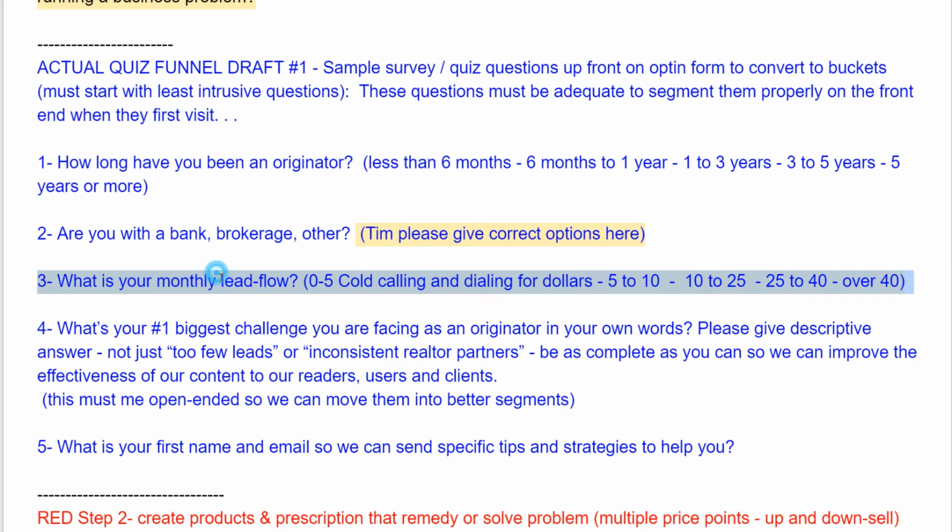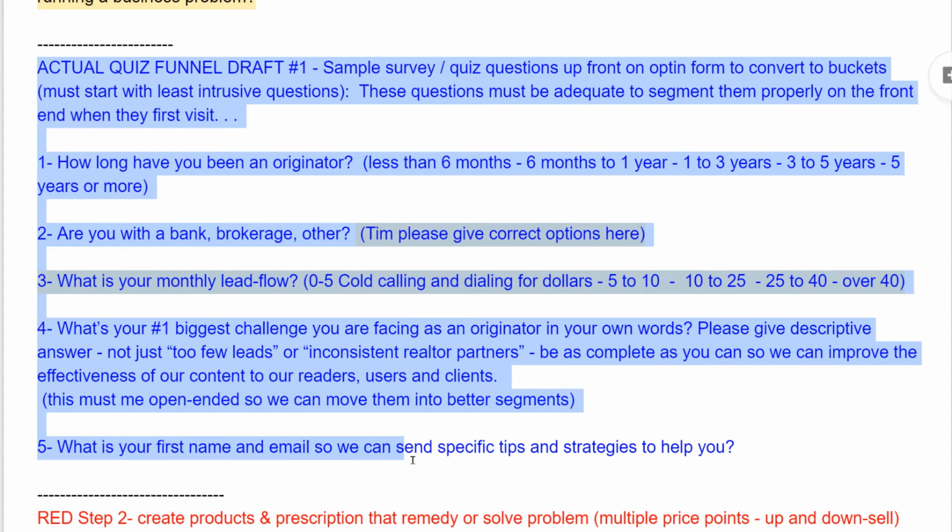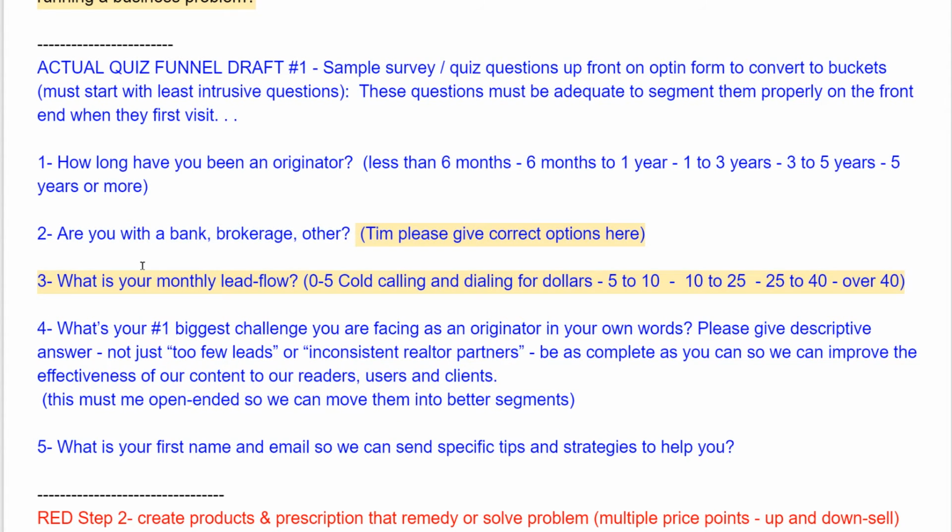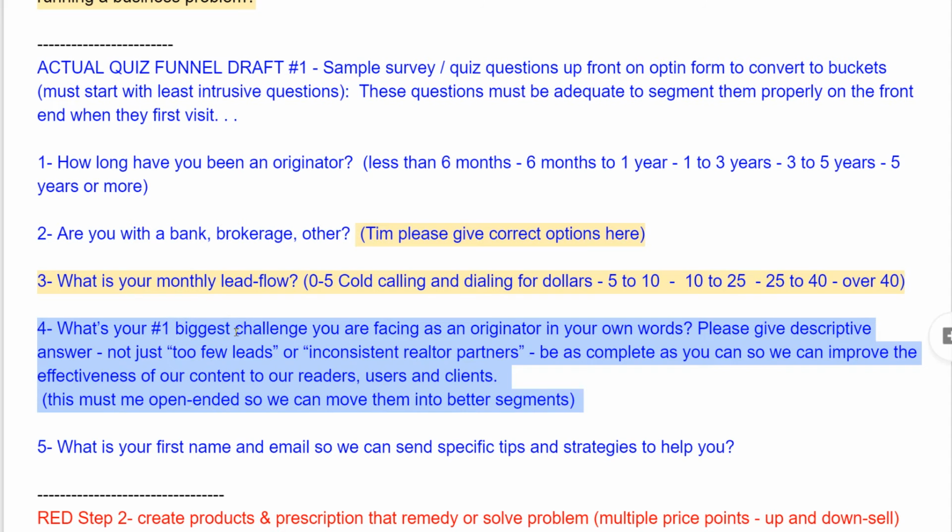And then number 3, this is basically the upfront survey. It's going to be probably 3, 4, 5 questions before they opt in. What is your monthly lead flow? What's your number 1 biggest challenge? And this is the most valuable question here that we can get to continue to improve. What's your number 1 biggest challenge you're facing as an originator, in your own words? And then they can describe that.